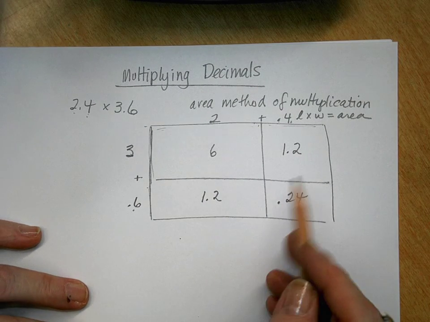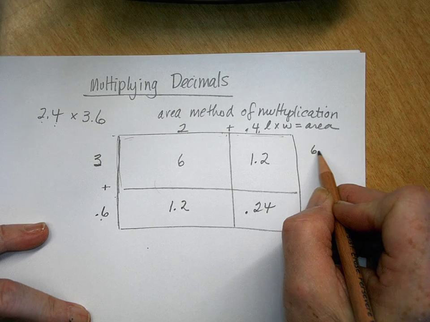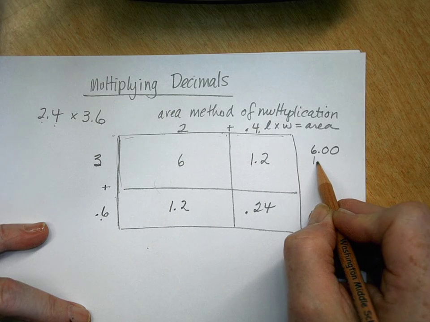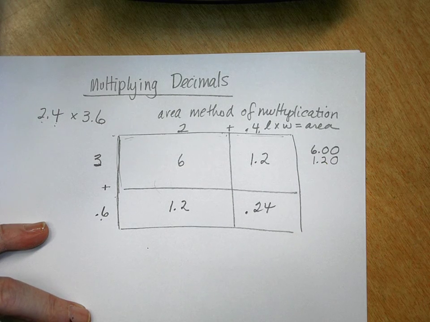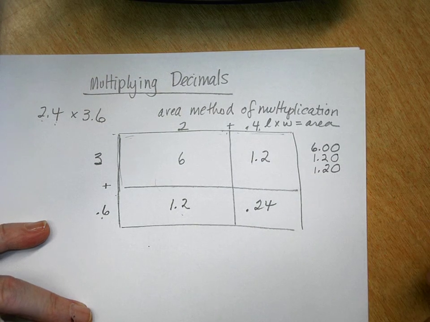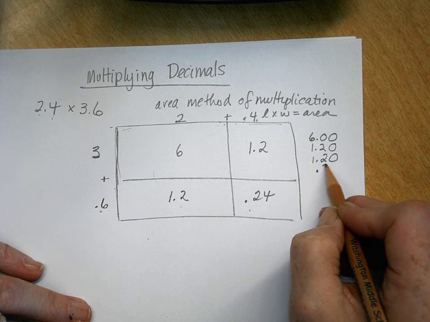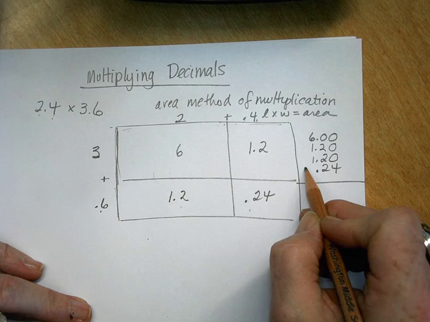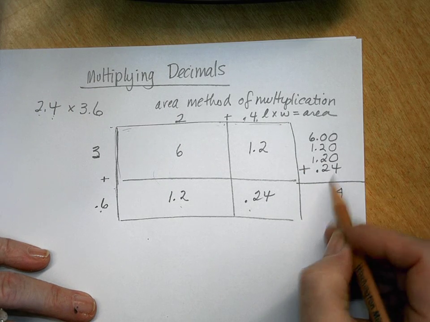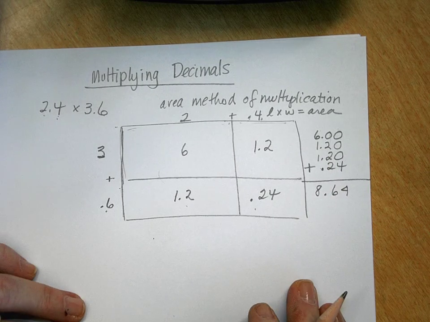To find my area or my product, I simply add the sum of the rectangles. So I have 6 and no tenths, no hundredths. I have 1 2/10, no hundredths. I have 1 2/10, no hundredths. And I have my decimal point and 2/10, 4 hundredths. I'm going to add all of that together. I have 4 hundredths. I have 6/10 and 8 ones, which is my answer.